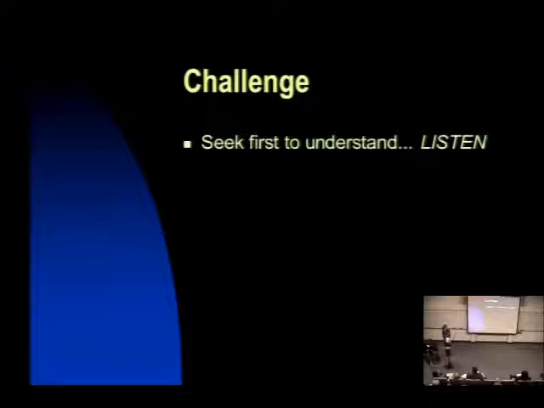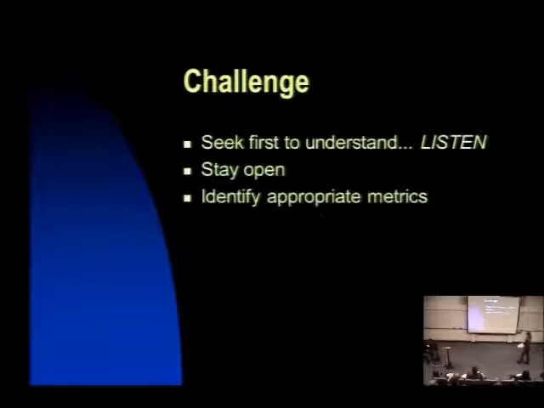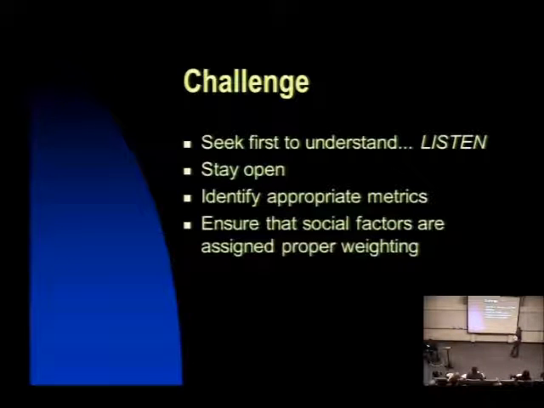So back to what I challenge you to do, to go forth. Seek first to understand, the Covey principle number 5, and listen. Stay open. Closing yourself off is only going to close off all the potential solutions out there, actually. Identify the appropriate metrics. So you've got to know what you're going to measure, and you need to decide that, especially the social factors. And ensure that social factors are assigned proper weighting.